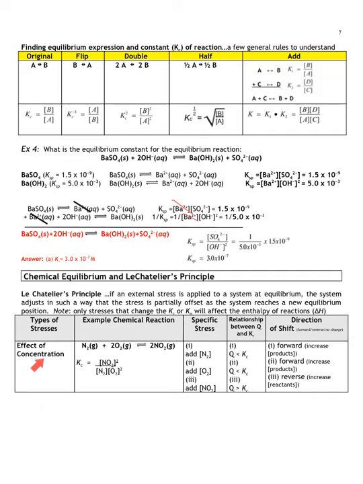And so there are different types of stresses. One of the stresses is concentration. There are also stresses with pressure and volume, and that only applies to gases, of course. And then there are also stresses with temperature, and that will definitely change the Kp or the Kc of a problem. Let's first talk about concentration. That's one of the easier ones.